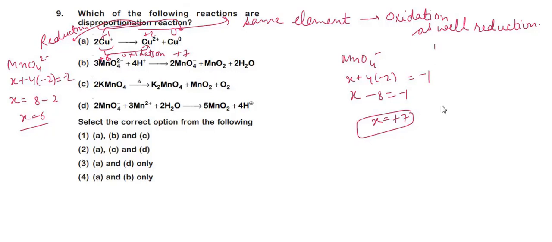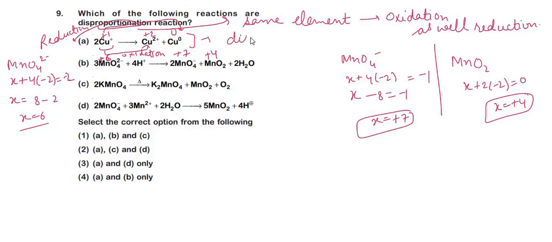In the case of MnO2, when we calculate it, let it be X plus 2 into -2, overall charge 0. So the X value is +4. So in MnO2, the manganese state is +4. See here, again the oxidation state increases as well as decreases. So the first case is also disproportionation. The second case is also disproportionation because there is an increase as well as a decrease in the oxidation state, meaning oxidation and reduction both take place.